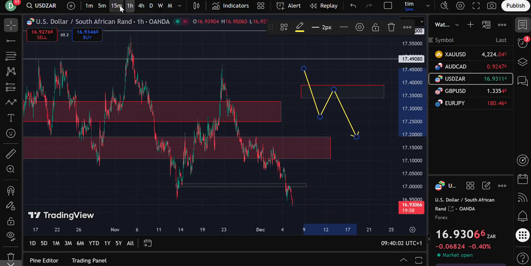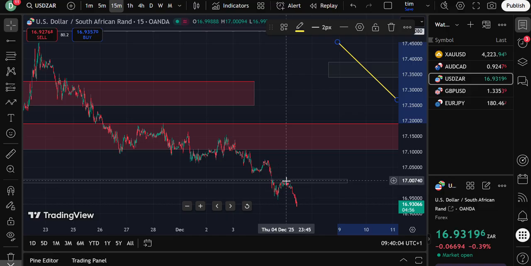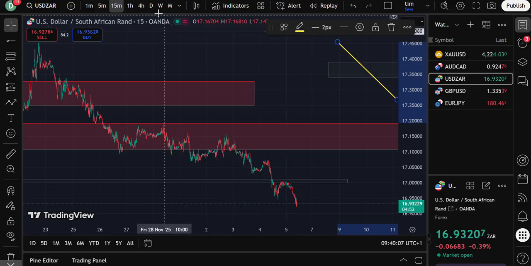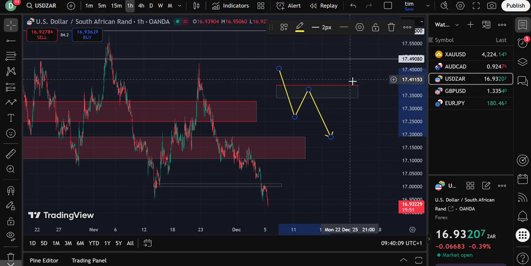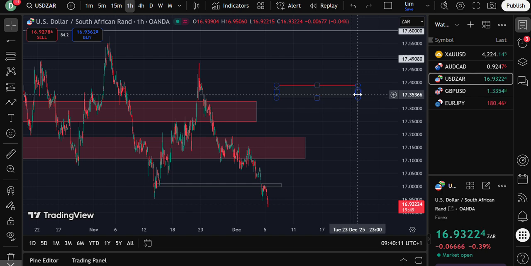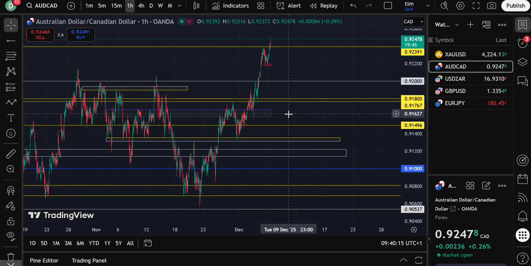I can try to go lower to make this more visual. This is what happened here, but I wasn't awake, so I wasn't able to take the trade. So there is nothing for us there. Audi card, there is really nothing for us here to see.